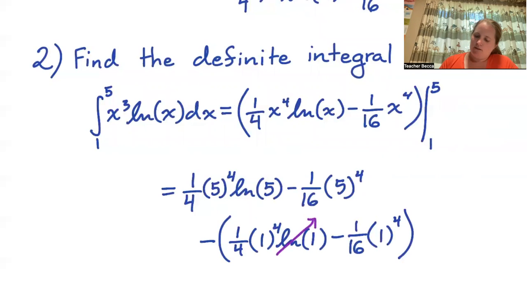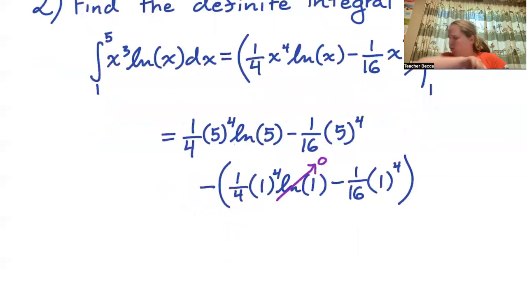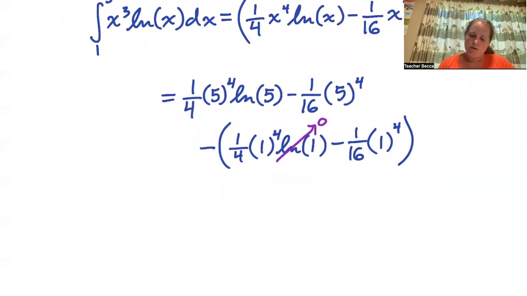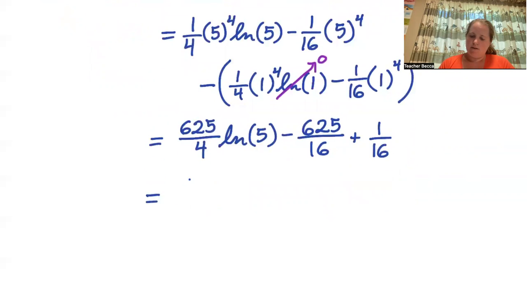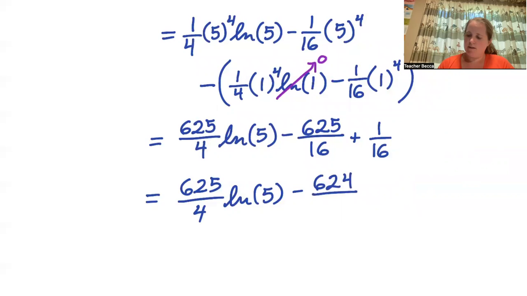Natural log of 1 is just 0. So this simplifies to 5 to the 4th is 625. So we have 625 fourths times the natural log of 5 minus 625 sixteenths plus 1/16, or 625 fourths natural log of 5 minus 624 sixteenths. We could, of course, simplify that if we wished.